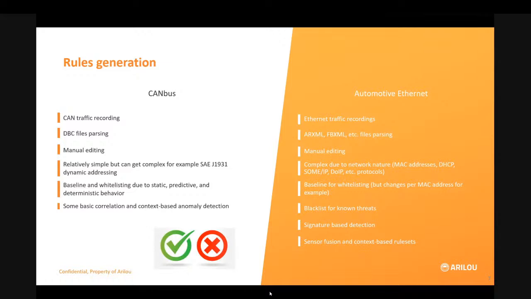On the automotive Ethernet, it gets a bit more complex. For example, from car to car, the MAC addresses change. If you use DoIP, then dynamic IP addresses are being assigned using a protocol called DHCP. So those things make life a bit more complex because things change. They are dynamic, and we need to understand how to live with them.